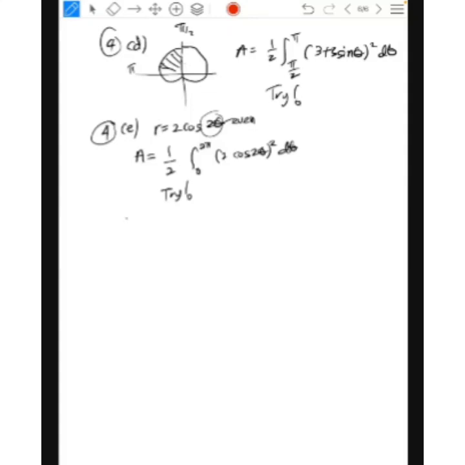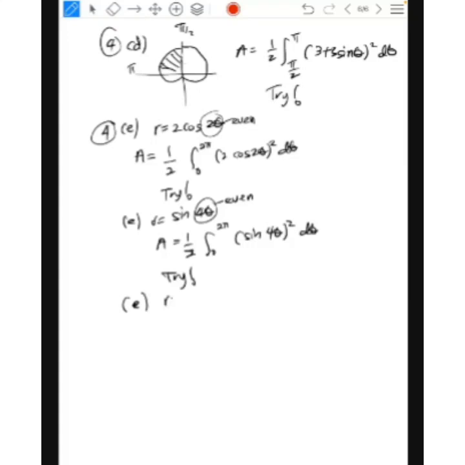Okay, so you may try this one. And then the other one is r equals sine 4 theta. So this is also even. Okay. However, for the odd function, r equals 2 cos 3 theta, you cannot take directly from 0 to 2 pi, because it does not always give you the correct answer. Okay, you have to find the petals.